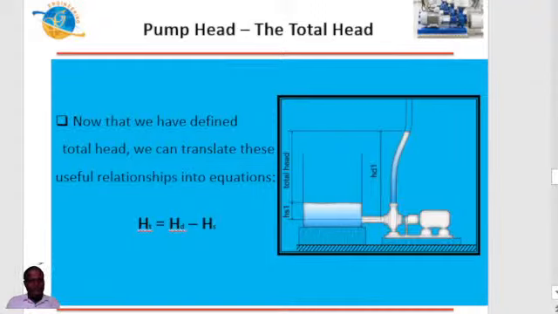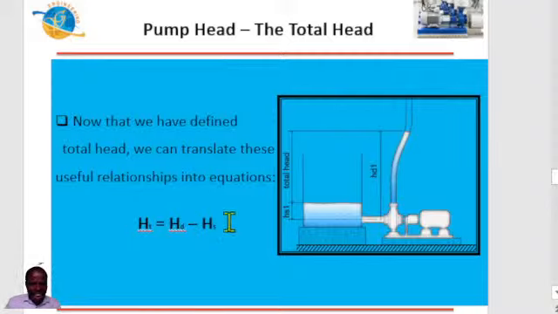So now we have defined the total head to be that difference between the level of the liquid in the suction tank and that height of a column of water that the pump can achieve. So if you look critically, your total head requirement is going to be your what? Your HD1, which is that height of a column of water that the pump can achieve, minus the level of the liquid in your suction tank.